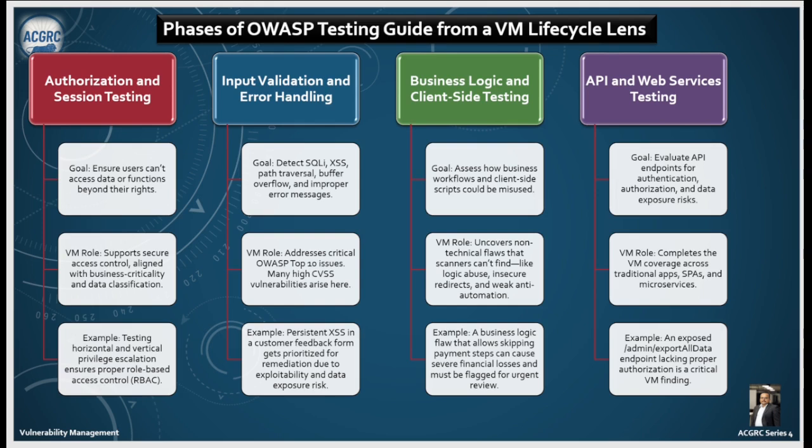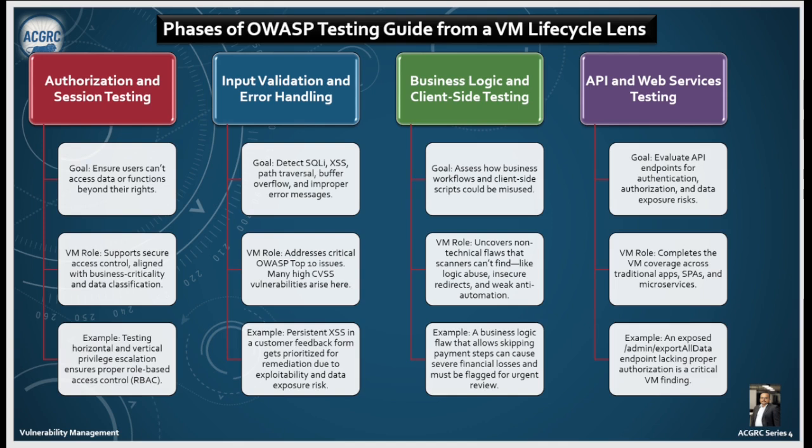Now, from a vulnerability management perspective, these flaws often won't show up in automated scans. They require manual, intelligent testing. Business logic issues are high impact because they break the core trust in how the app works. Client-side flaws expose users to fraud, data theft, and session hijacking. These risks map to the detect, protect, and respond phases in the NIST CSF.